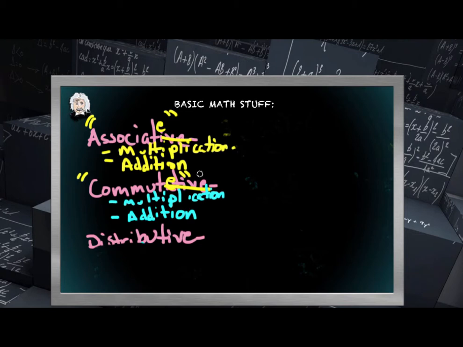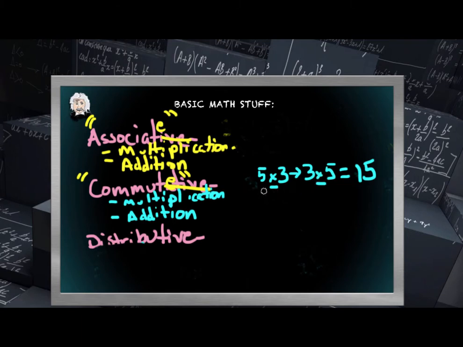How about commutative? Commute indicates moving from one place to another, or order. So for example, 5 times 3, if we reverse that to 3 times 5, is the result the same? 5 times 3 equals 15. 3 times 5 equals 15. Multiplication is commutative. We can change the order, and that's what it's really about.